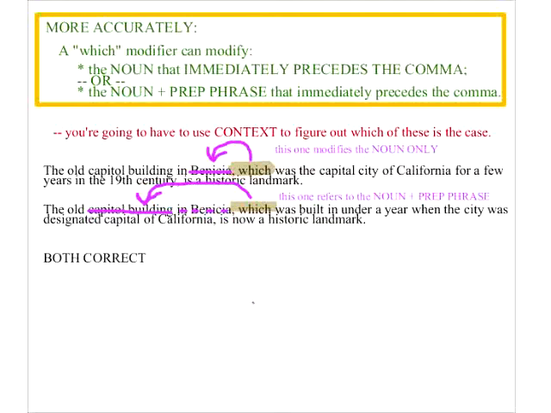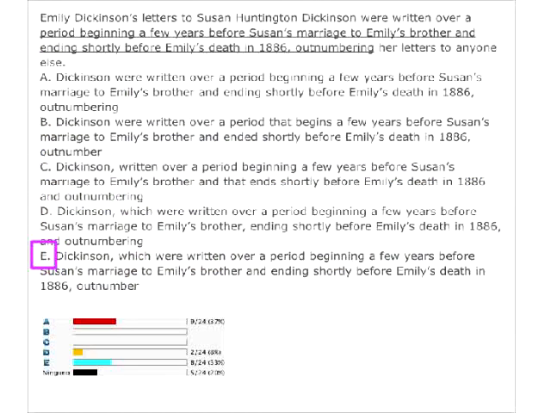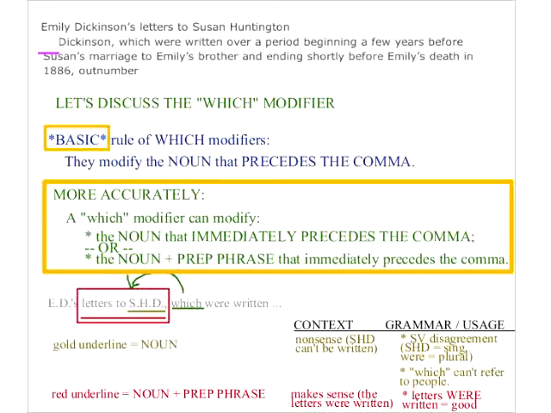These are both legitimate. We only have one example problem today because, frankly, once we've given you this rule, you have the rule, and to give more examples would be sort of redundant. But here's our example problem. We'll go ahead and just do a quick coverage of the rest of what's happening in this problem in a second. But we do have a correct answer in which the which modifier is referring to letters to Susan Huntington Dickinson.